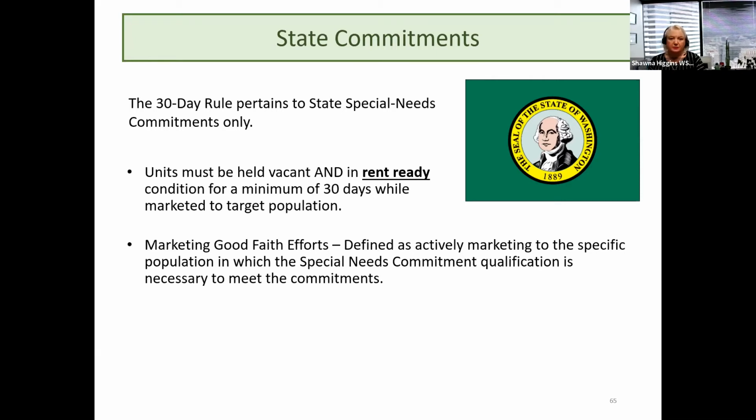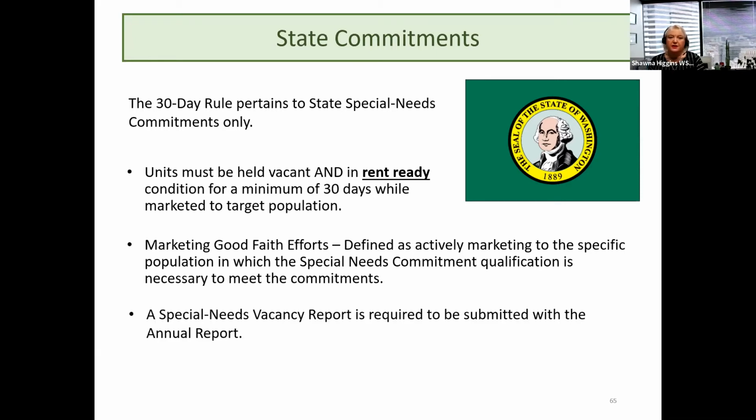A special needs vacancy report is required to be submitted with the annual report if it's applicable. So if you ended up renting to another household after 30 days of trying to rent that set aside, that's when the special needs vacancy report would come into play. And it does not apply to elderly.